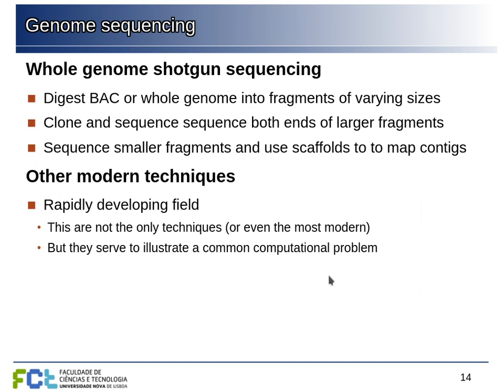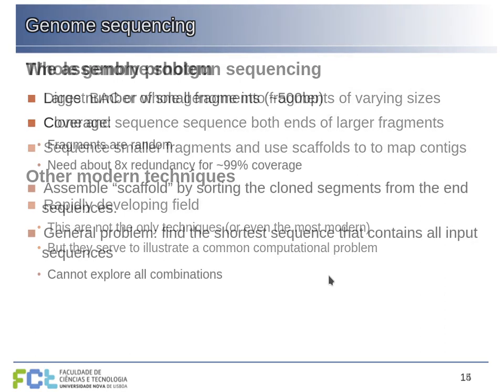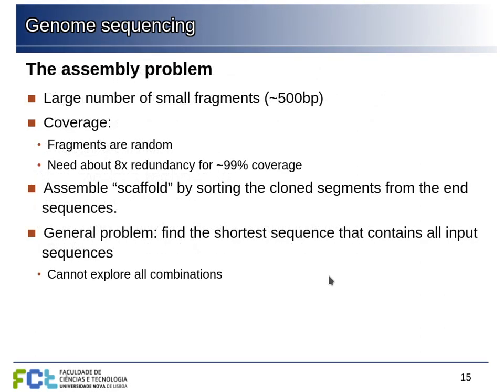from the set of fragments that we have produced in the lab and that we can sequence because they are small fragments. So the problem here is that we have a very large number of small fragments. Note that a whole genome can have tens or hundreds of millions of base pairs, and the fragments that we can sequence are around hundreds of base pairs. In addition to that, since the fragments are random, we need a very large redundancy to be sure we don't have holes in our sequence.